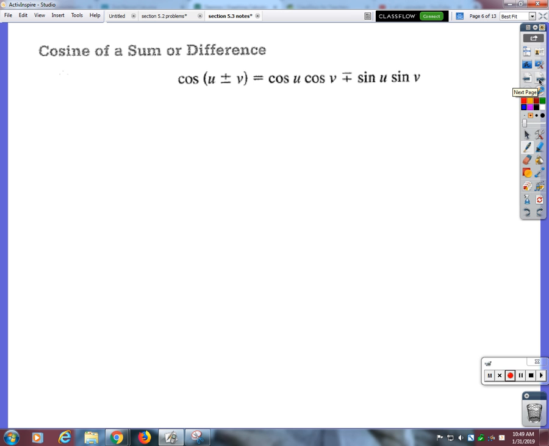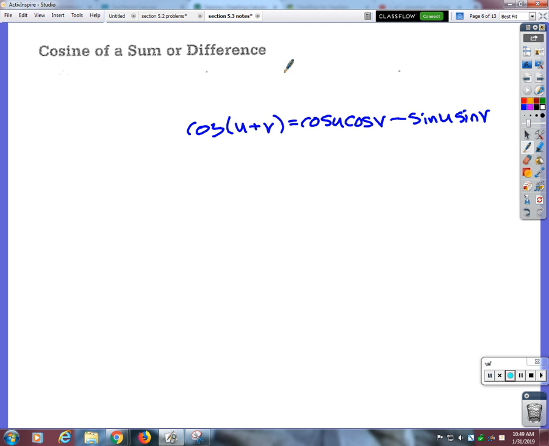Okay, so the other one is the cosine of two angles being added together. It's the same thing, but this time you subtract them. This is the cosine addition formula. So the cosine of two angles added together is the cosine of the first one times the cosine of the second one minus the sine of the first one times the sine of the second one. Okay? So that's formula number 2.